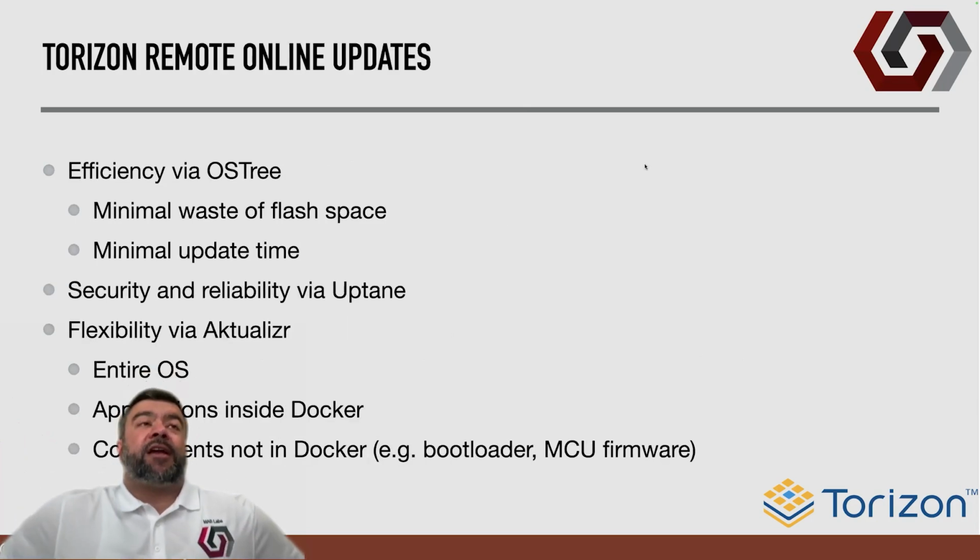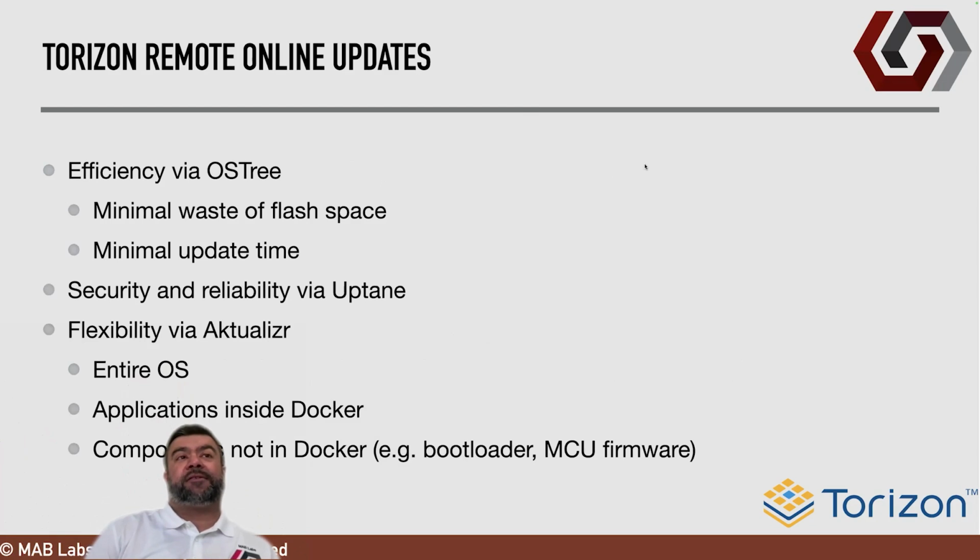So to summarize Torizon remote online updates: we gain efficiency via OSTree, where we're not wasting flash space because we don't have to have two partitions present on our flash disk. Because of the underlying framework of OSTree, there's minimal time when we're updating, because each deployment is ideally really small and constrained to a single set of files. It's not an entire partition, so there's minimal downtime when we're performing an update. We have the security and reliability offered to us by Uptane, and also the flexibility via Aktualizr.